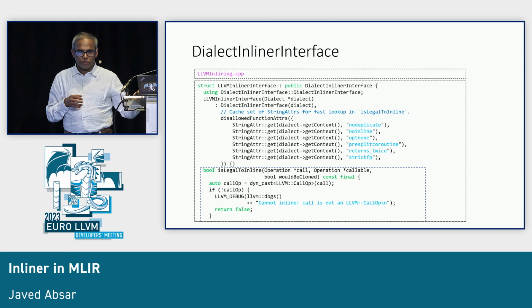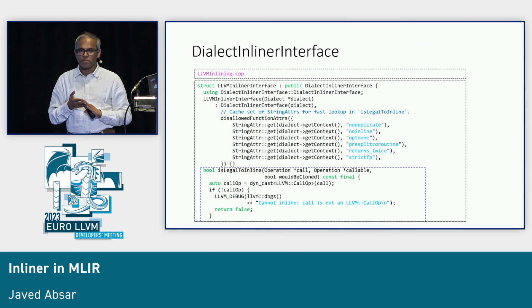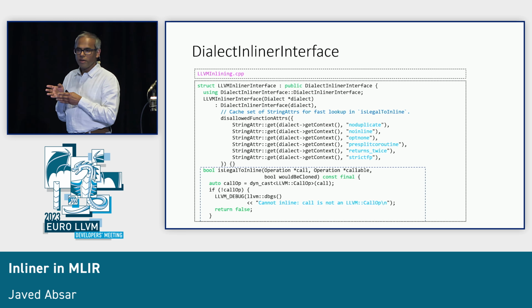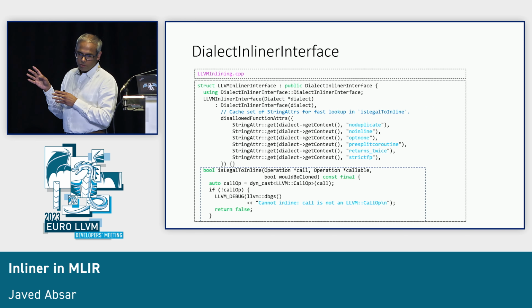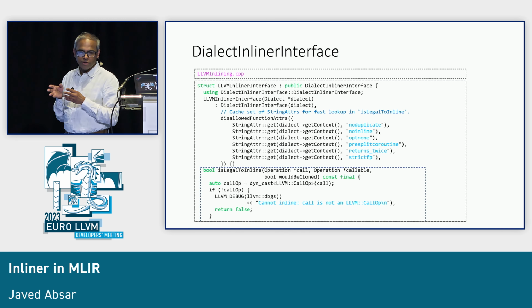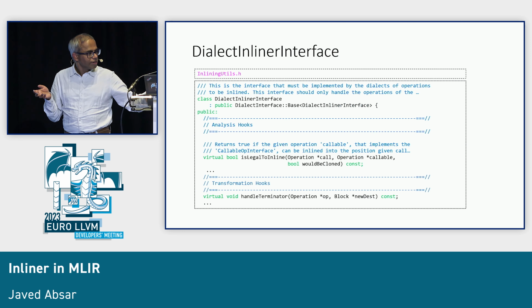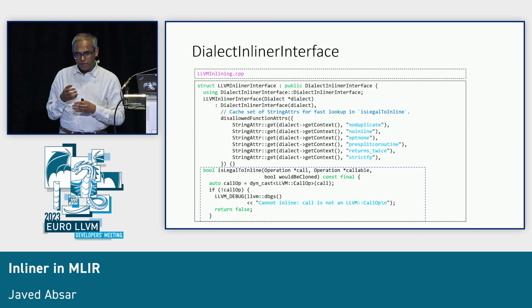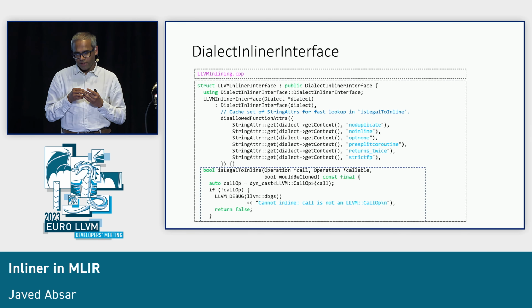And I think most of us in this room are most familiar with LLVM. So why not give an example of how the LLVM dialect in MLIR implements this inliner interface. So there you have it. You've got this LLVMInlining.cpp. If you look in there, you've got this struct LLVMInlinerInterface. It inherits from the DialectInlinerInterface we saw previously. And if you're familiar with LLVM, you can already start seeing the attributes like no duplicate, no inline, those things you're going to deal with.